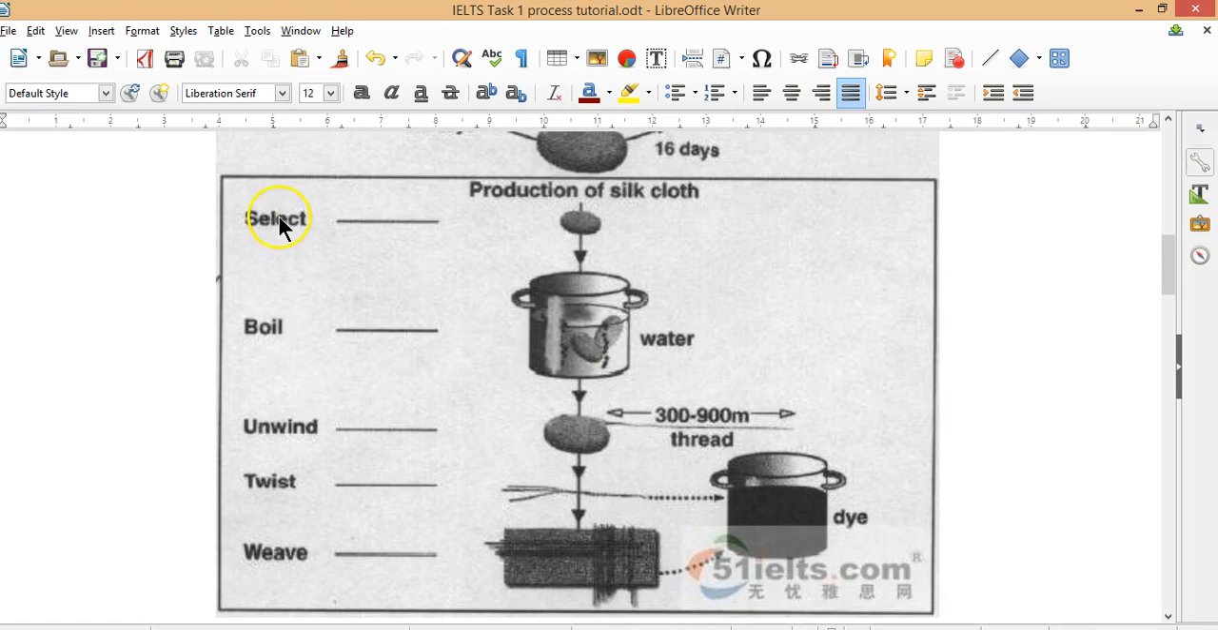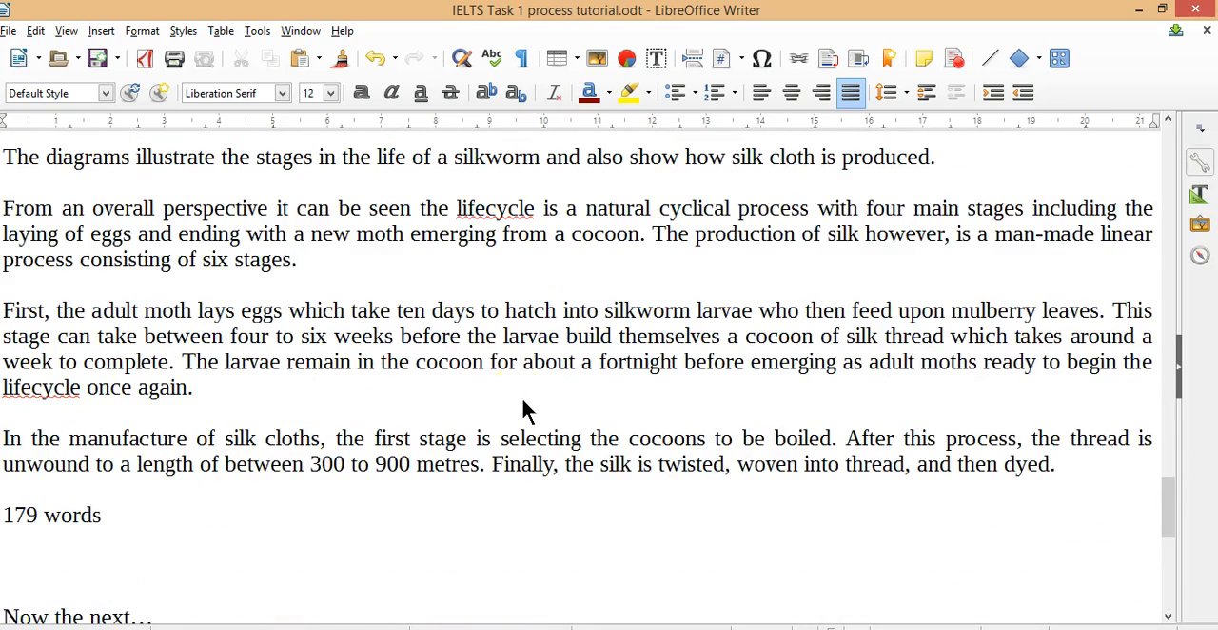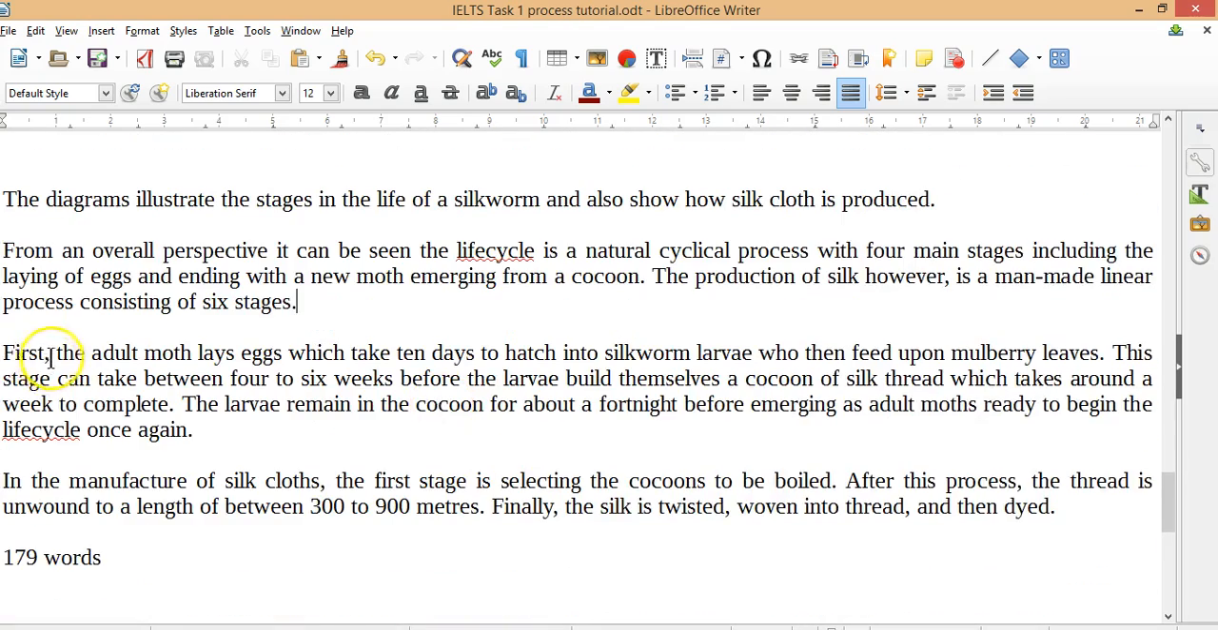Production of cloth: select, boil, unwind, twist, weave, and dye. 6 stages. Okay, so sequencing words. First, the adult moth lays eggs, which take 10 days to hatch into silkworm larvae, who then feed upon mulberry leaves. This stage can take between 4 to 6 weeks before the larvae build themselves a cocoon of silk thread, which takes around a week to complete.